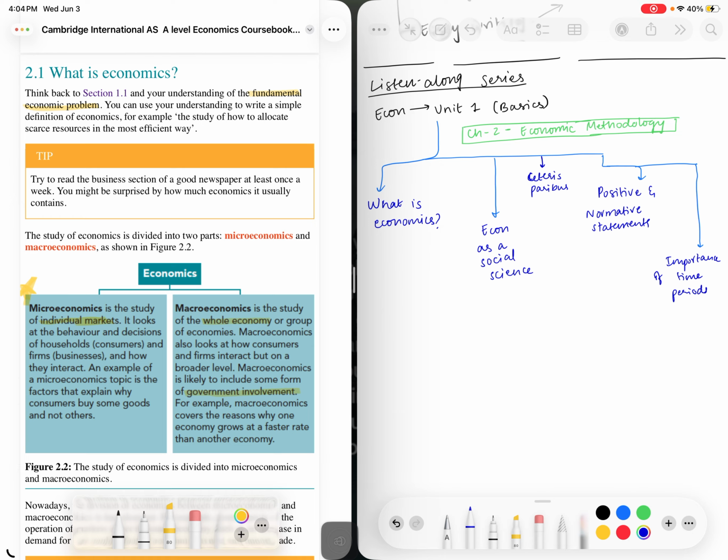And macroeconomics is the study of the whole economy. It also looks at how consumers and firms interact, but on a broader level. It also involves government involvement. It shows how one economy is growing at a faster pace than another economy, right?